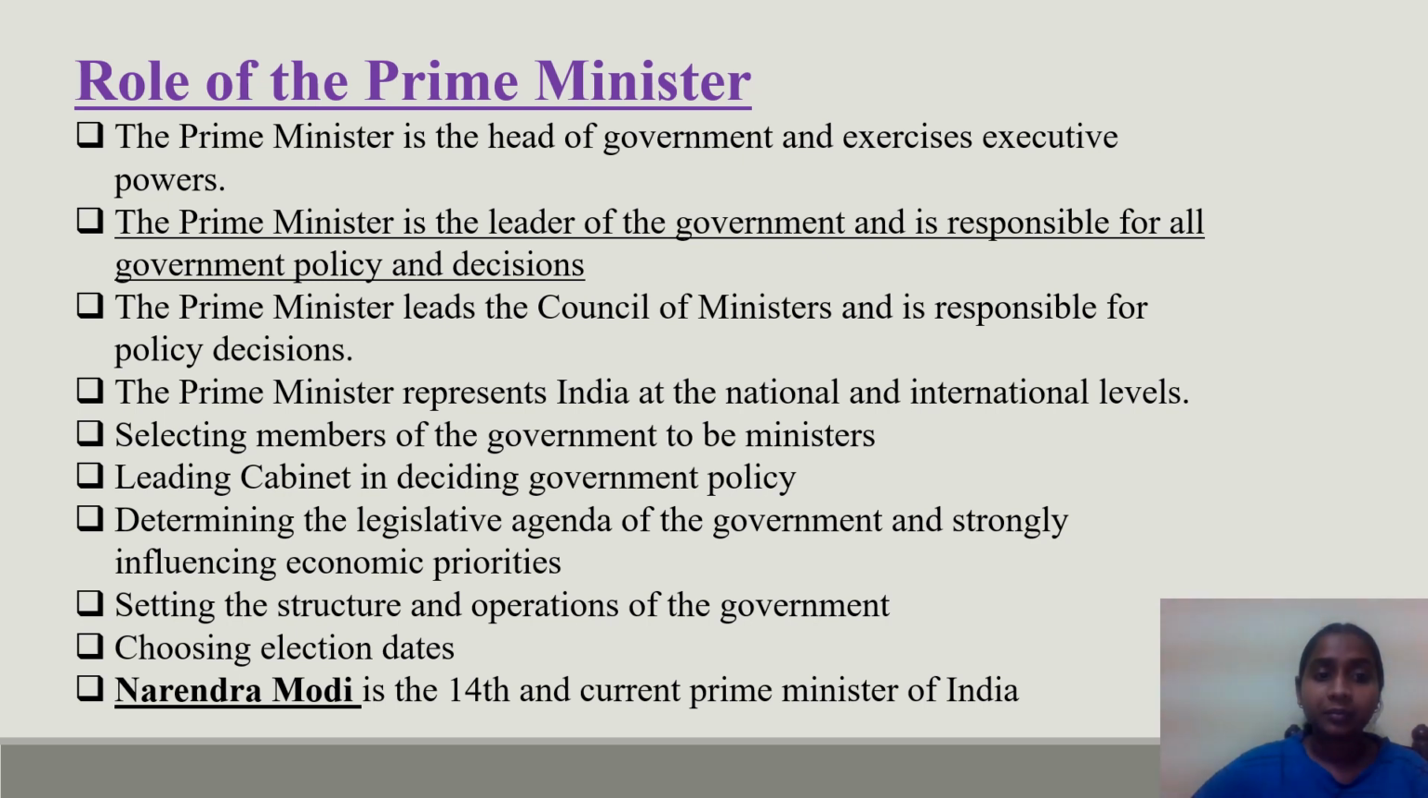The Prime Minister selects the members of the government to be ministers. The Prime Minister leads the cabinet in deciding the government policy. He determines the legislative agenda of the government, strongly influences the economic priorities, and sets the structure and operations of the government. The Prime Minister also chooses the election dates. Presently, Narendra Modi is the 14th and current Prime Minister of India.